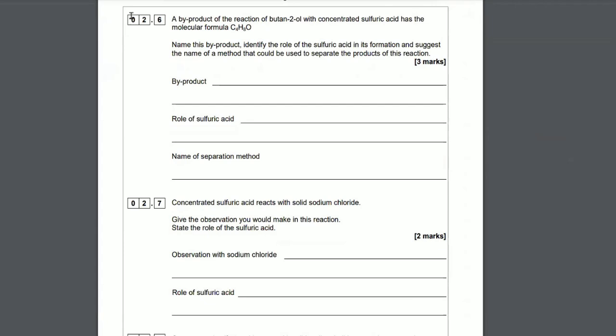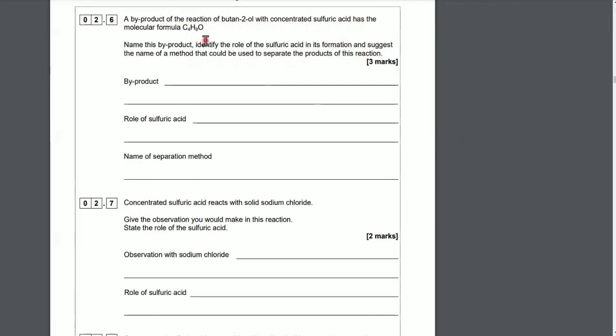Moving on, we're nearly there, peeps. 2.6, a byproduct of the reaction between butan-2-ol with concentrated sulfuric acid has the molecular formula C4H8O. Name this byproduct, identify the role of the sulfuric acid in its formation, and suggest the name of the method that can be used to separate the products. And again, it's another 3 marker.